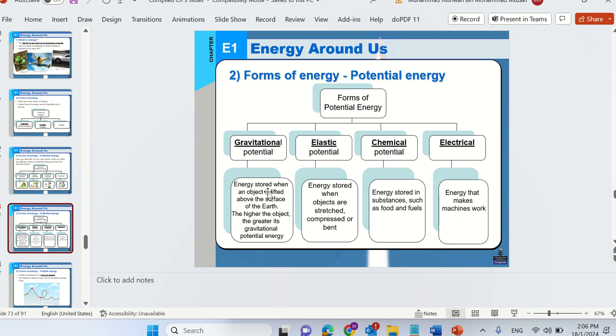So essentially, gravitational potential energy is the energy stored when an object is lifted above the surface of the earth. The higher the object, the greater the gravitational potential energy. Next we have elastic potential energy: energy stored when objects are stretched or compressed. Chemical potential is energy stored in substances such as food and fuels. And electrical is energy that makes machines work.